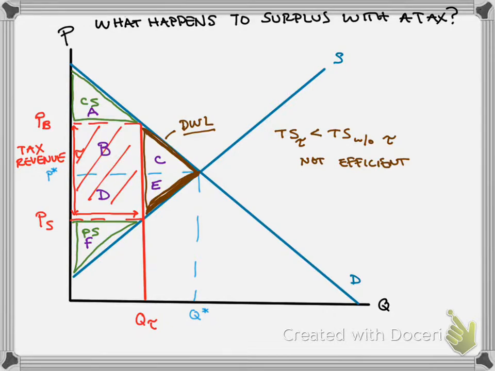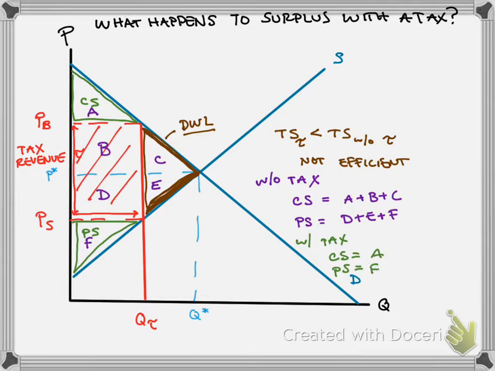And so we can identify different areas here to say that without a tax, consumer surplus is A plus B plus C. And producer surplus is D plus E plus F. But once we get a tax, so with a tax, consumer surplus is now just A, producer surplus is F. When we think of tax revenue, that is B plus D. And when we think of deadweight loss, it is C plus E. So we can use this as a framework to identify what happens to surplus when a tax is instituted.